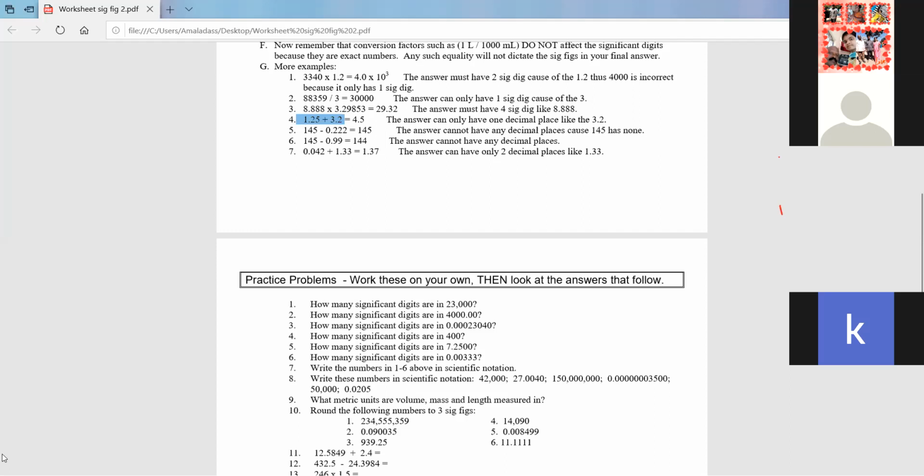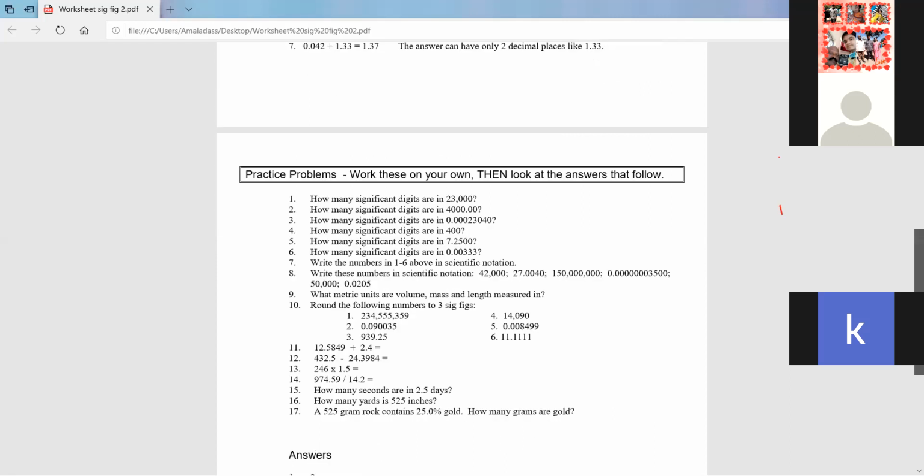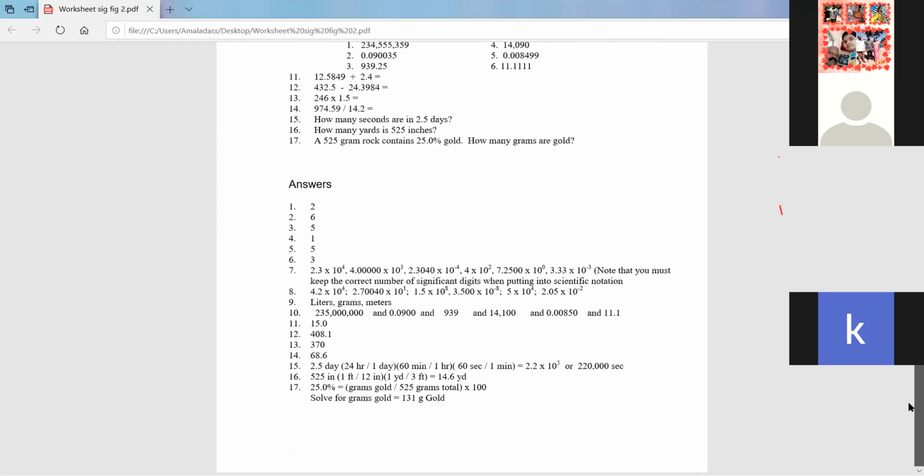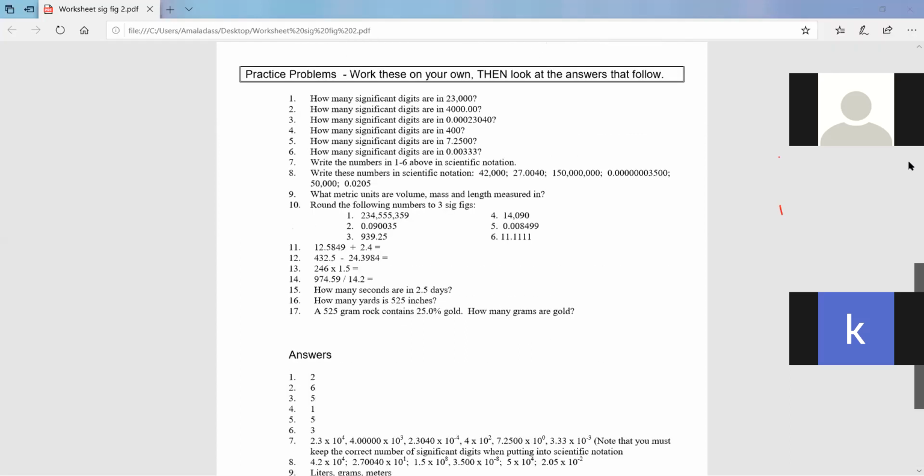Okay, so this is the addition and subtraction logic. The clue is the least decimal place. That is the clue. But in some problems you don't have a decimal place, then the answer should be represented without the decimal. That is the scientific way of notation in the case of additions and subtractions. That is the most important thing. Now I'll give you some sheet. Let's see if people can answer.